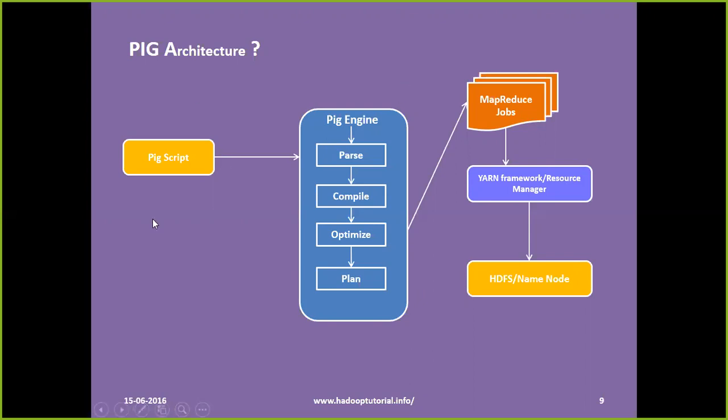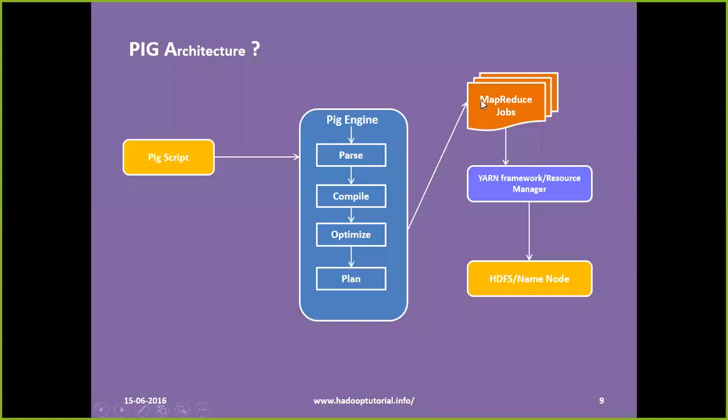Just install it on a client machine. Installing it on a client machine is sufficient. This is in terms of admin concepts I'm telling. Because on the client, from your client machine, you will have your MapReduce installed, YARN setup and HDFS setup. So if you submit the Pig script, on the client machine itself the Pig engine will parse it and it creates the plan for submitting the MapReduce job.